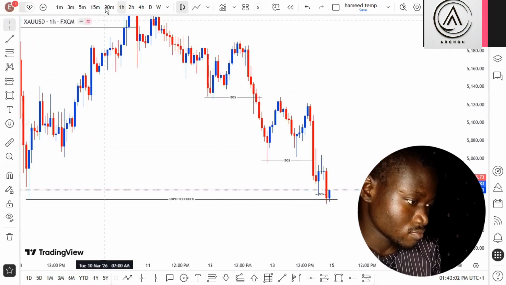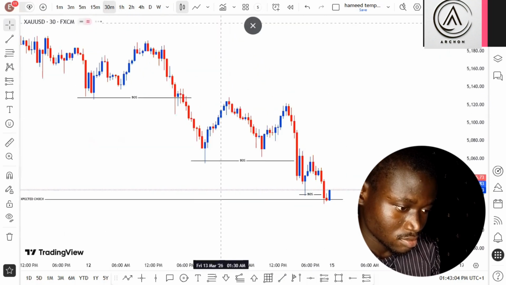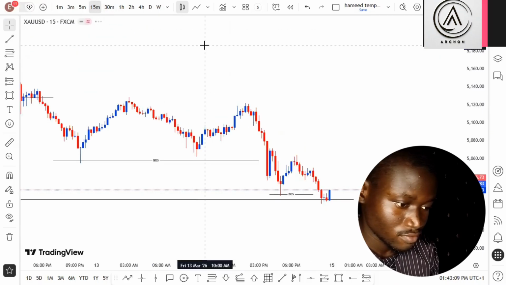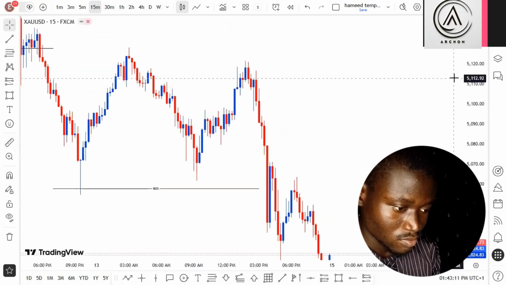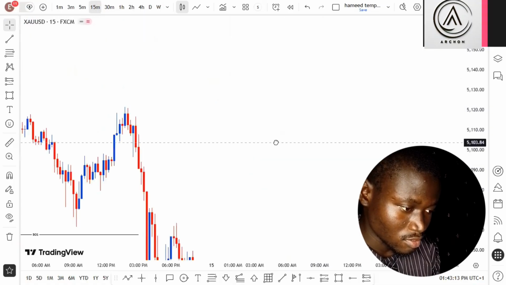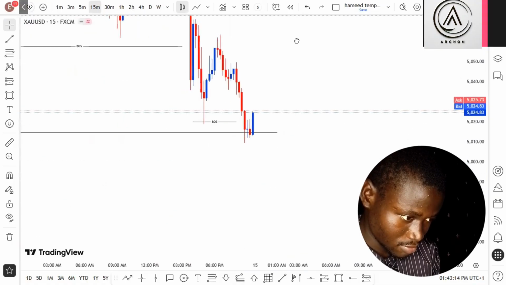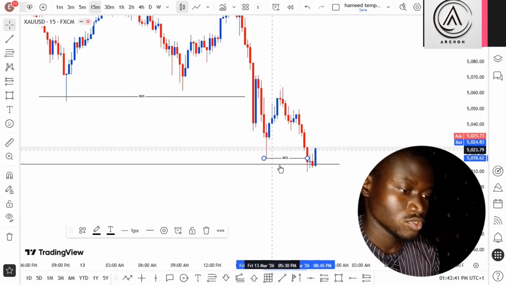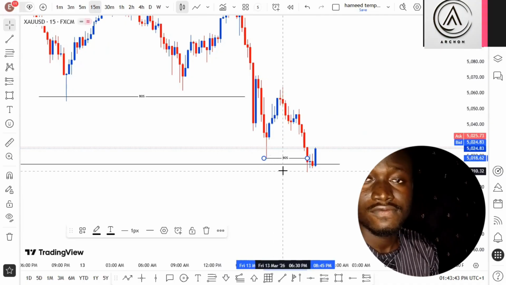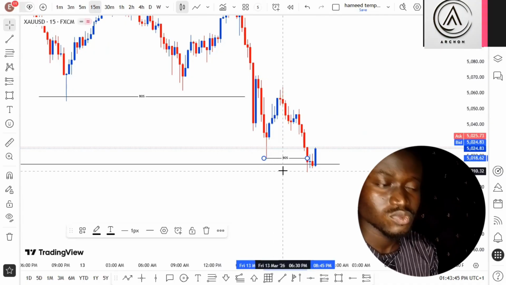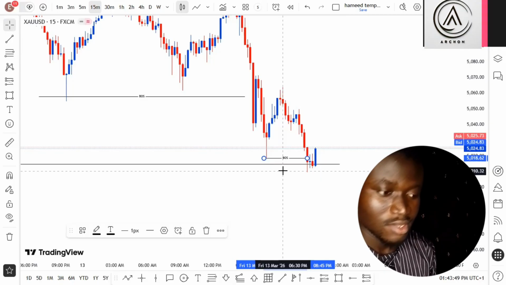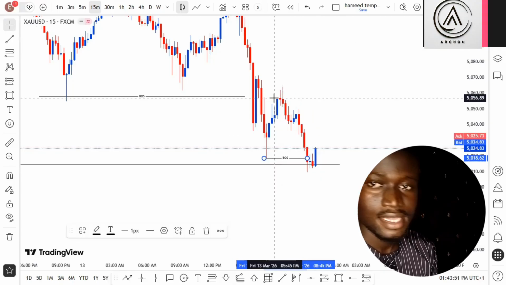So now, what we have on 30 minutes is the same thing, nothing much. On 15 minutes, what do we have? We have the same thing here. On 15 minutes, this is our last low, our last break of structure. So before we can have a change of character, which means we want to go in support of the support zone as a buy, we have to break this high here first.